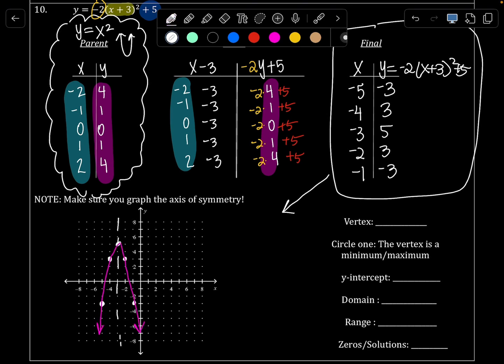What's our vertex? Our vertex is negative 3, 5. Smiley face or frowny face? We have a frowny face, so therefore we have a maximum. Our y-intercept that we calculated, if we continue the pattern, right, y-intercept is at 0, negative 6.